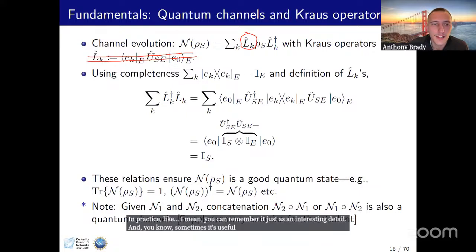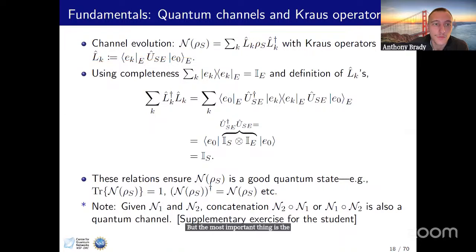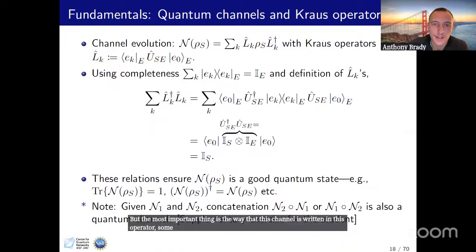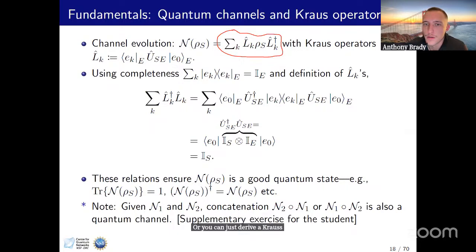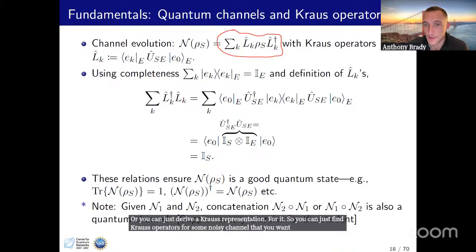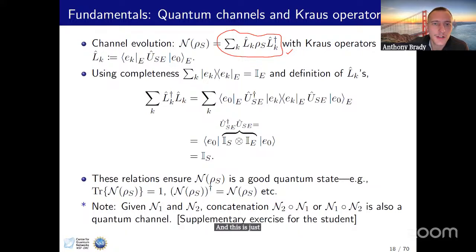But the most important thing is the way that this channel is written in this operator sum form, because for a lot of good channels, and we'll see examples of this, someone can just give you, or you can just derive, a Krauss representation for it. So you can just find Krauss operators for some noisy channel that you want, like photon loss in a fiber. So this is the most important form here. And this is just a little bit more technical detail about Krauss operators.